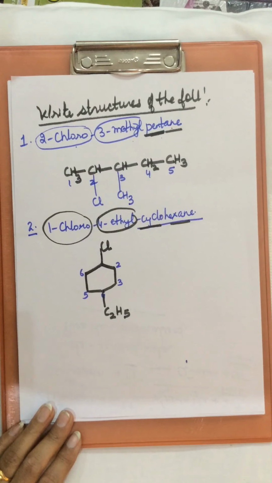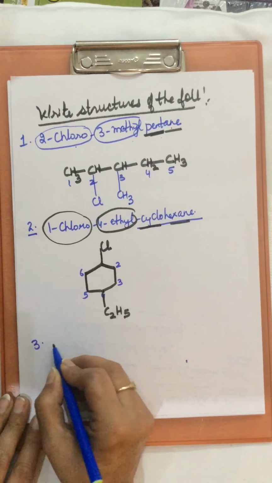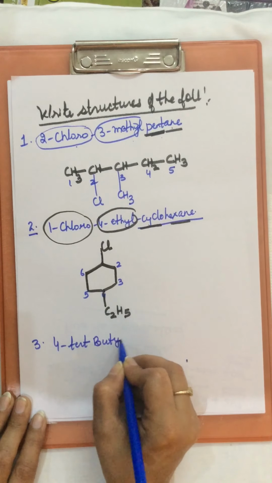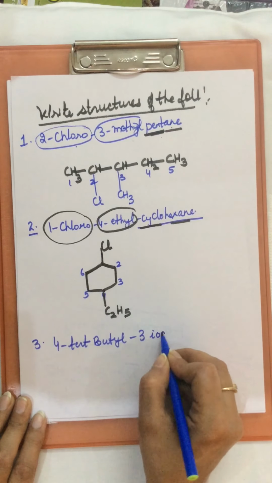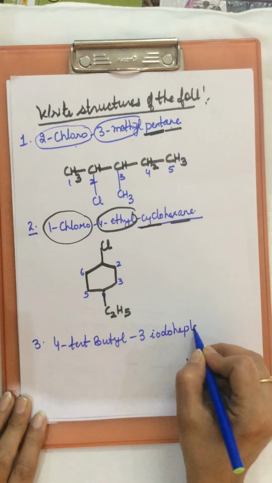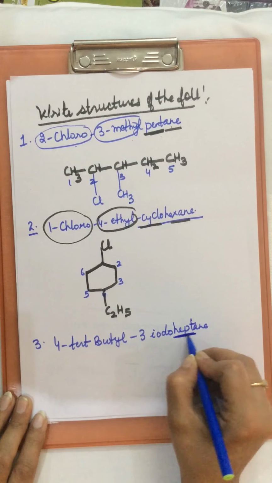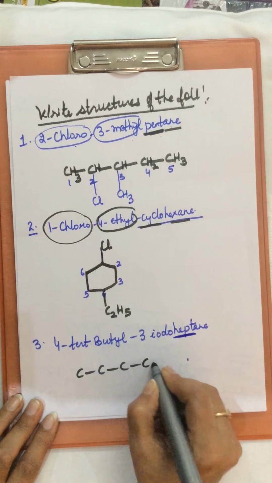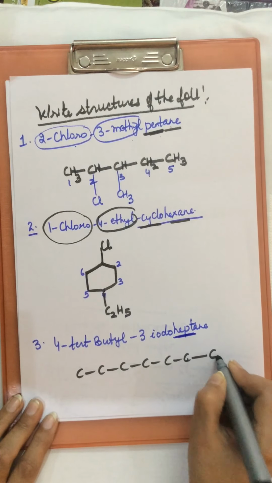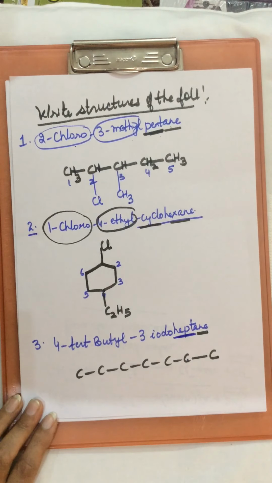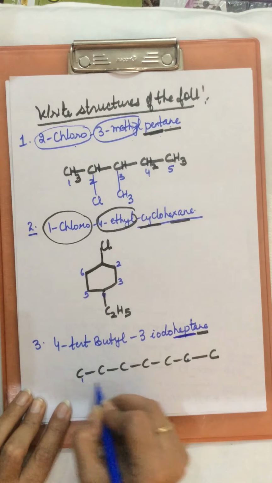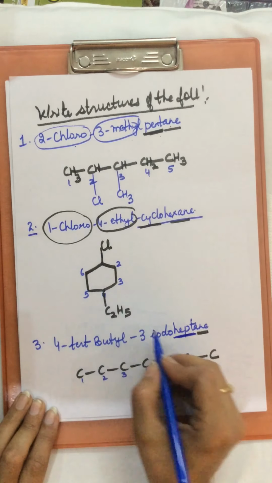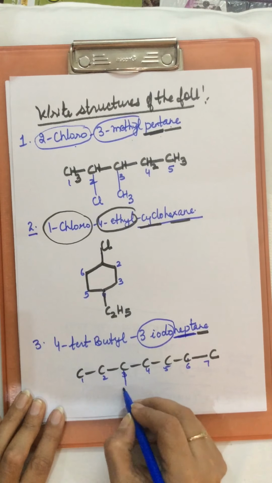Now third question after this is the 4-tertiary butyl-3-iodoheptane. Starting with the word root hept. Hept 7 carbon atoms. Link them in a straight chain with single bond. So hept and ane we have used. Second rule is number the chain from any side, left to right or right to left. Now 3-iodo. Third carbon is iodo group.